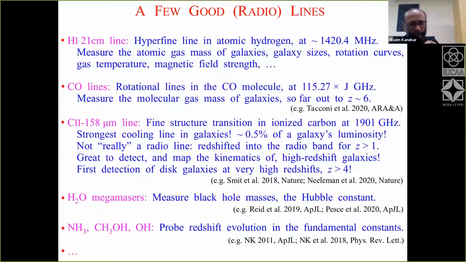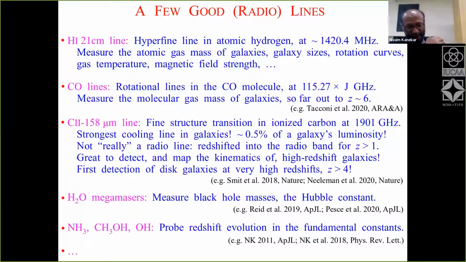And of course, this is not really a radio line. It's a far infrared line, but it's redshifted into the radio band at high redshifts, and it's easy to see in high redshift galaxies. And that makes it wonderful to detect and to map the kinematics of high redshift galaxies. And this line has resulted in the first detection of disk galaxies at really high redshifts larger than 4 recently. So the stuff that we do in the local universe with 21 centimeter, we can do with the C plus line at redshifts of 6, and that's fantastic.